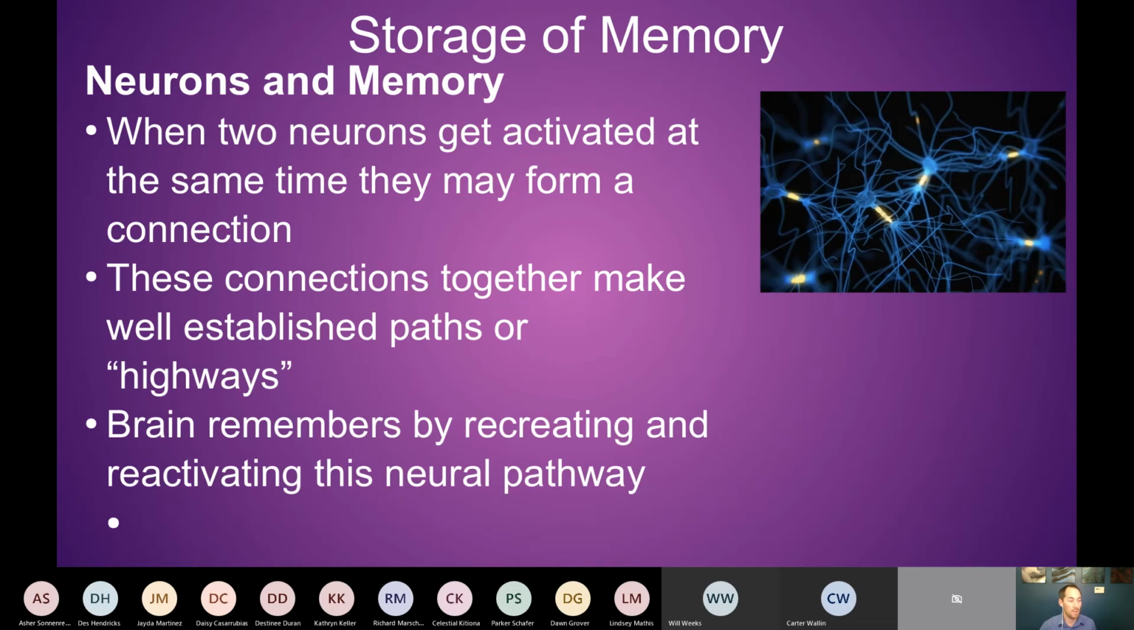And so the brain remembers by reactivating and recreating this same or a similar neural pathway as when that event happened. So when you are remembering any of those events in your past, you are reactivating some of those neural pathways that were active at that time, which is pretty neat.